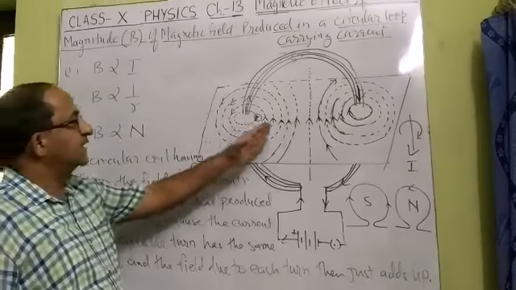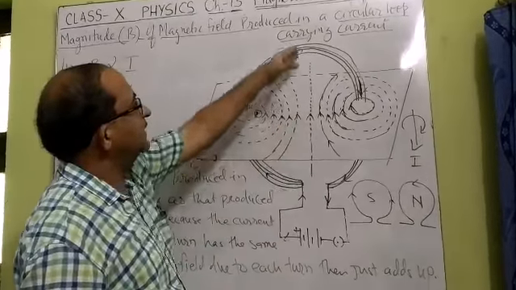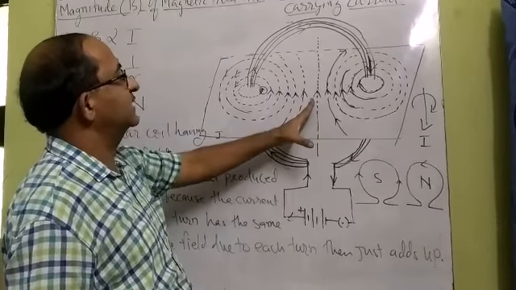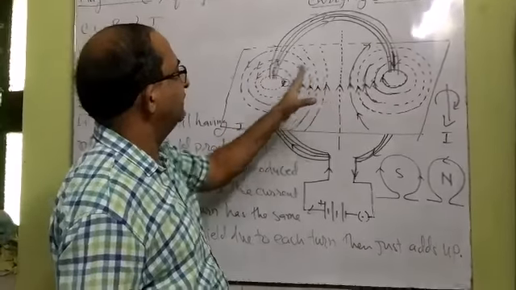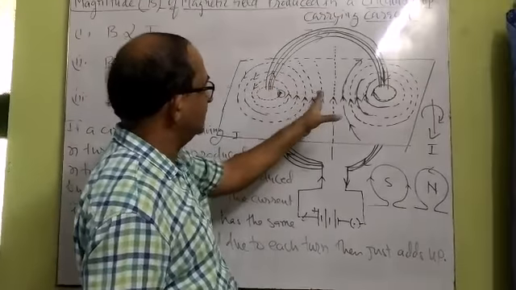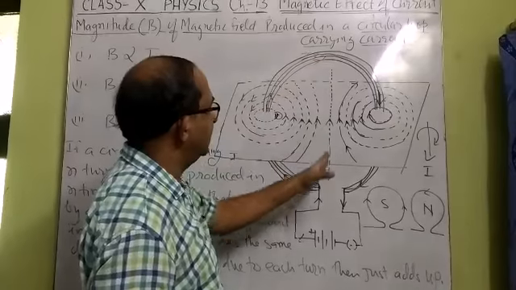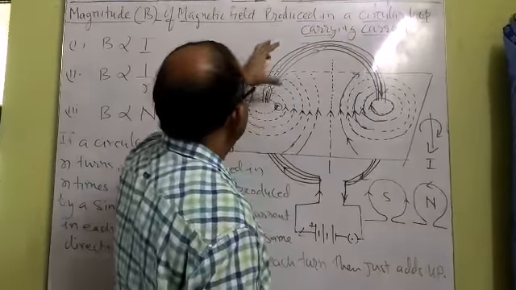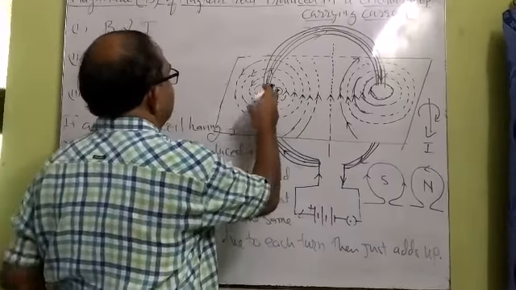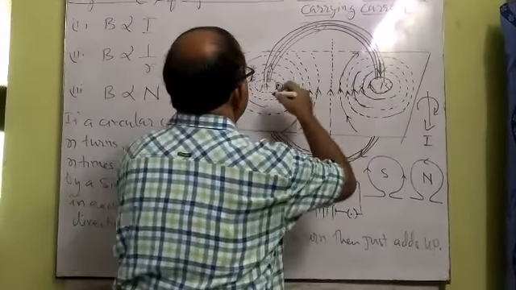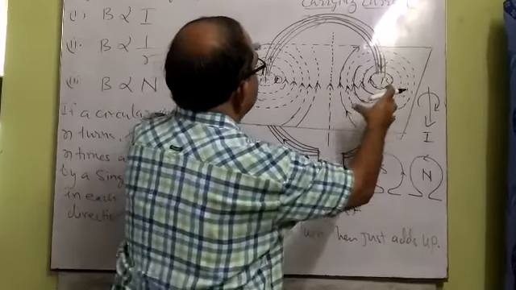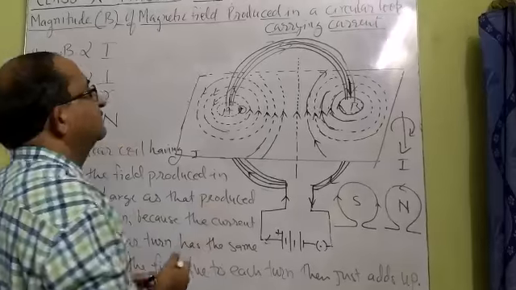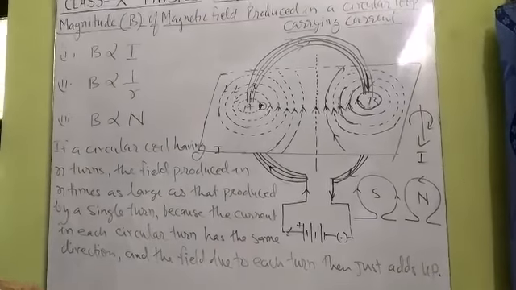As we go toward the center of the loop, the strength of the magnetic field becomes stronger, largest at the center. It increases as we move from the loop toward the middle and becomes largest at the center, because, suppose this is the A end and this is the B end, due to the A end and B end the strength of the magnetic field will add up at the center, and that is why it will be largest at the center.